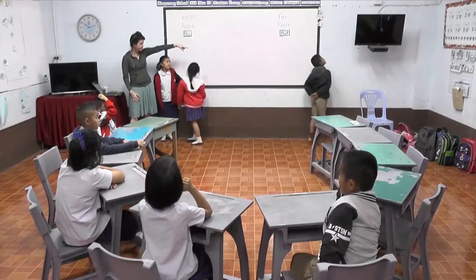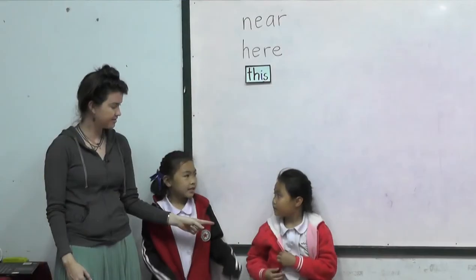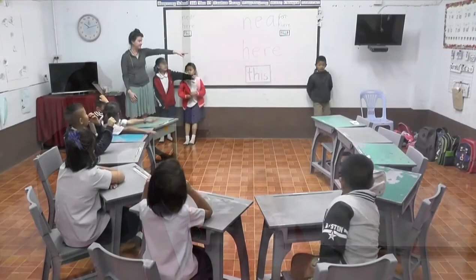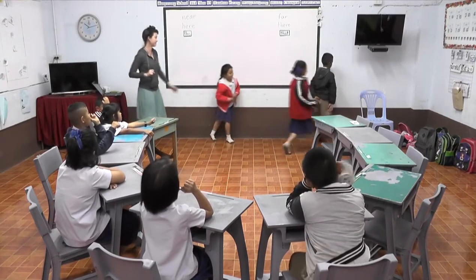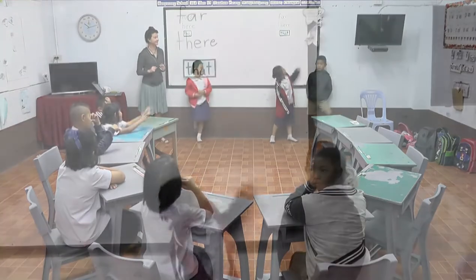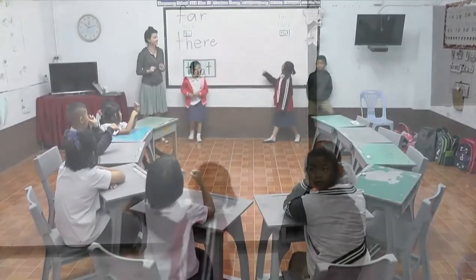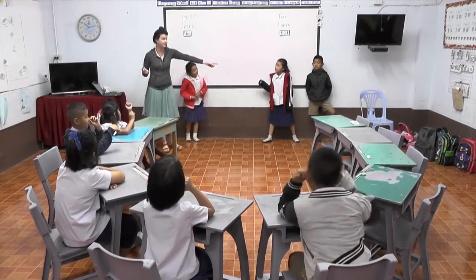That is Pot. Very good. This is Pen. That's Pot. Very nice. Can you go stand next to Pot? Stay over here, Pen. Stay over here with me. This is Pen. That is Pen. Good. Why does she say this is Pot?